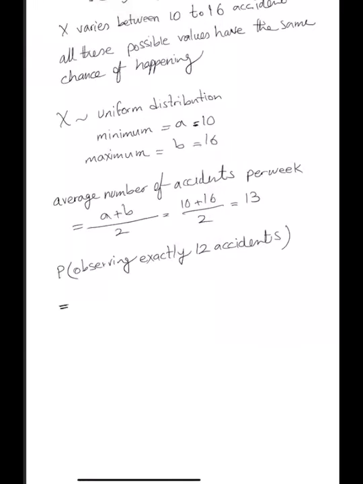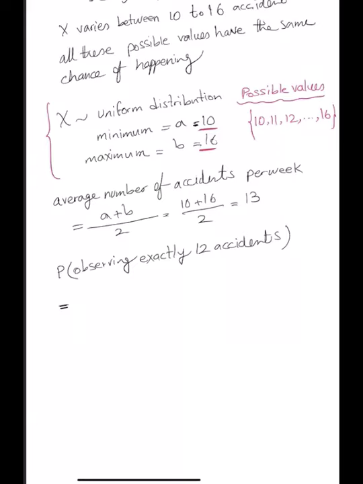Can you tell me, with this definition I gave you, X has uniform distribution, minimum is 10, maximum is 16. Can you tell me what are possible values? 1 over b minus a plus 1. No, possible values that this random variable can get. 10, all the way to 16. 11, 12, all the way to 16, right? These are all possible values that this random variable can get.